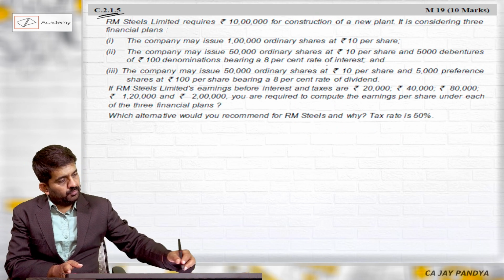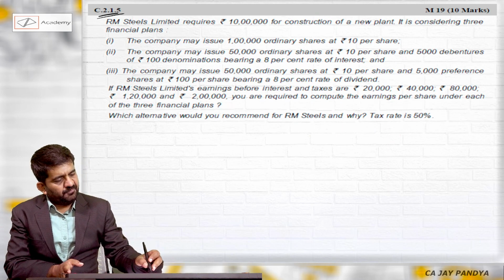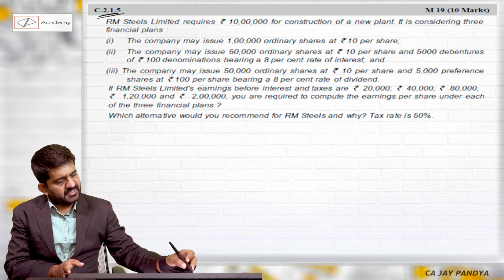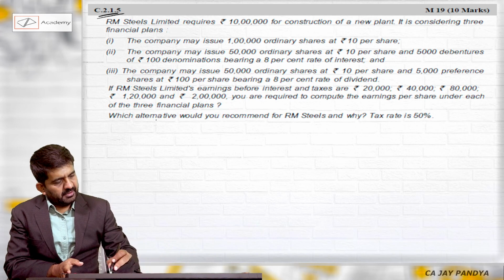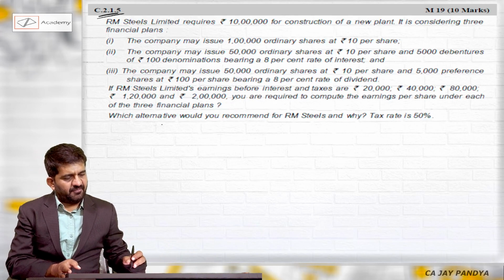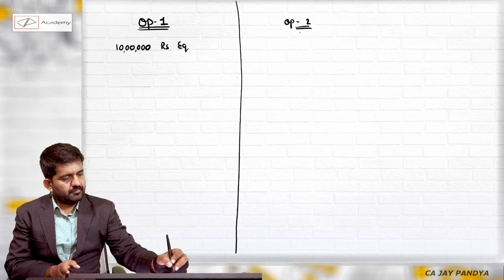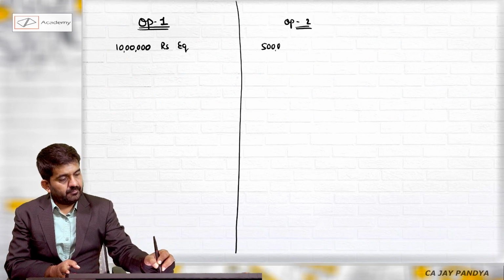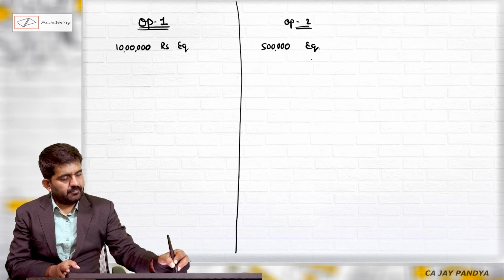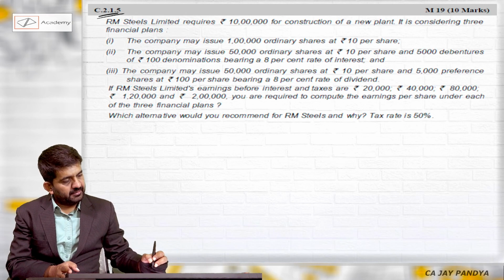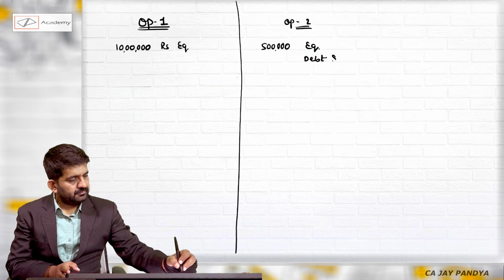Option number 2. The company may issue 50,000 ordinary equity shares at 10 per share, that is 5 lakhs rupees equity, and 5 lakhs rupees debt at 8%.